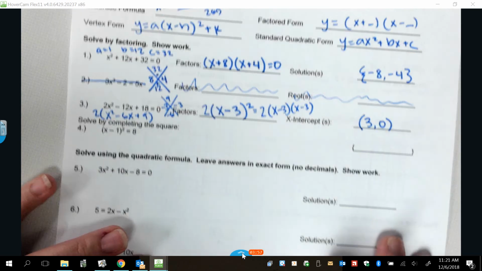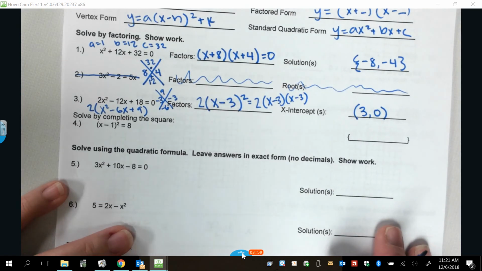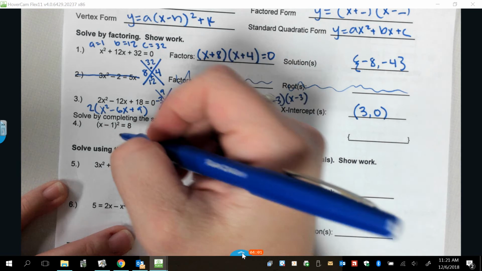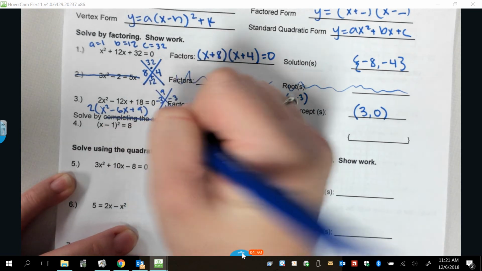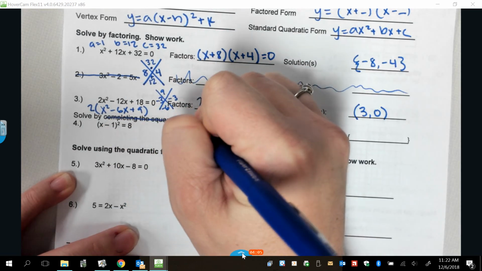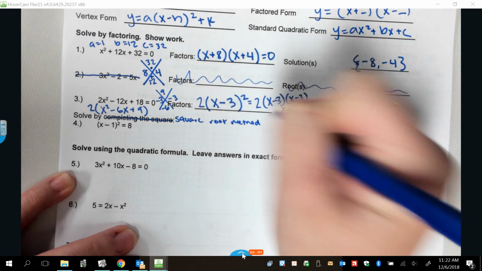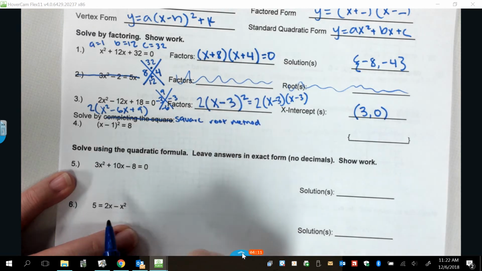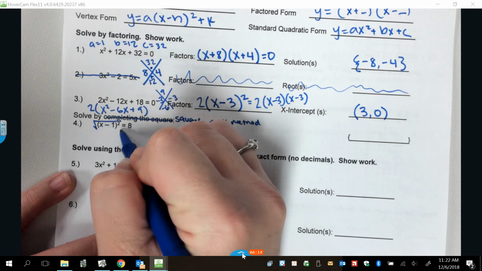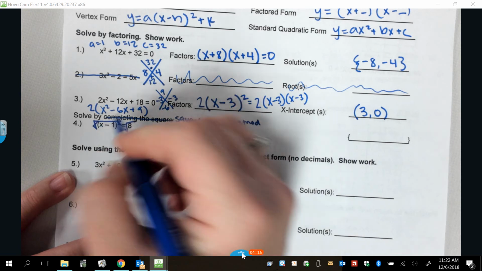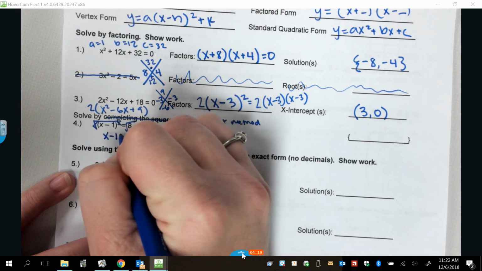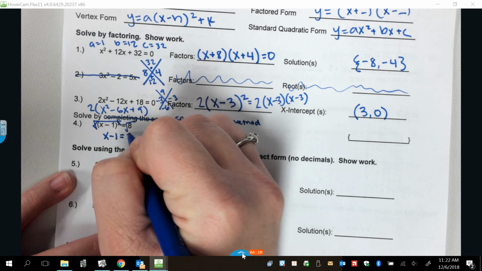Okay. Solve by completing the square. I don't think this should say completing the square. I think it should say square root method, because the square is already completed. Okay, so I'm going to take the square root of both sides, because what's squared is alone. This cancels that, and I get x minus 1 equals plus or minus the square root of something.